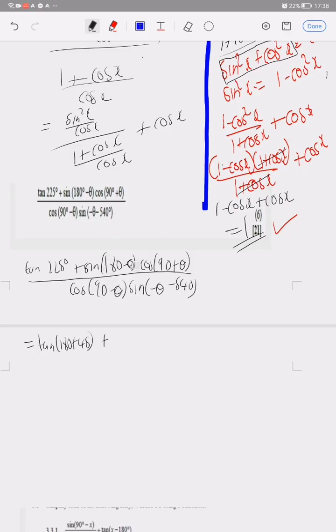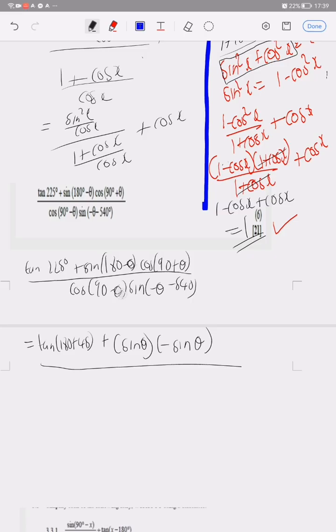So what is 180 minus theta? 180 minus theta is in the second quadrant, where sine is positive, so it's sine theta. Cos of 90 plus theta is in the second quadrant as well, but cos is negative, so it's going to be negative. Since we have a 90 here, it becomes a sine. Remember, cofunction. Then everything over, we have cos of 90 minus theta.